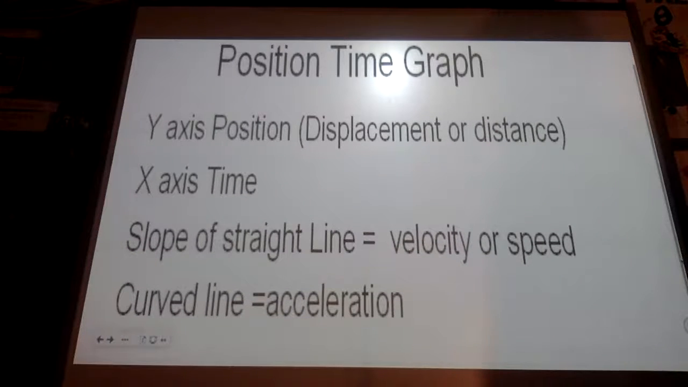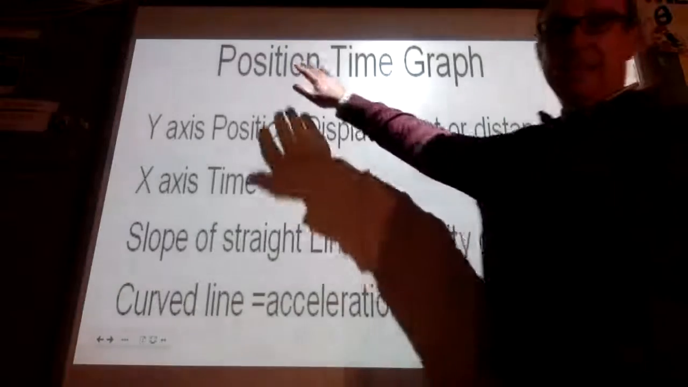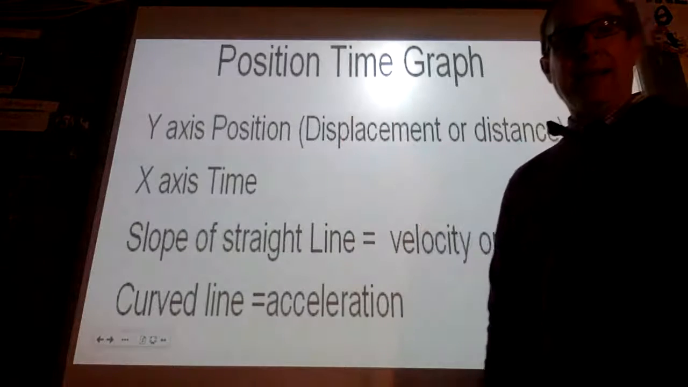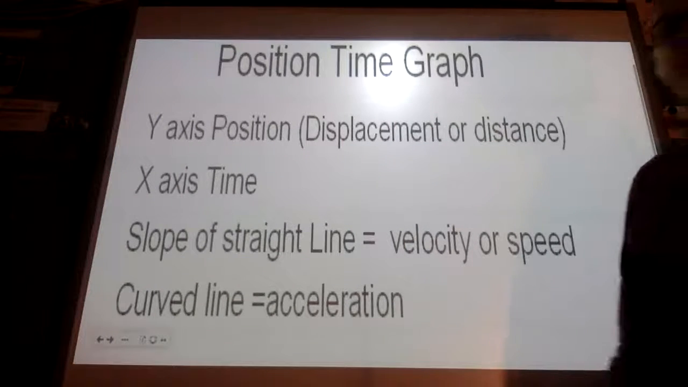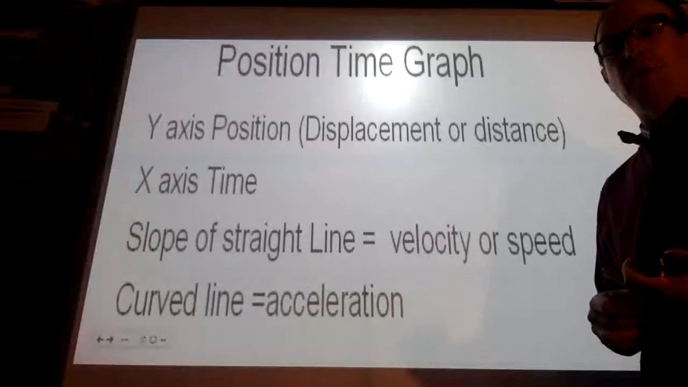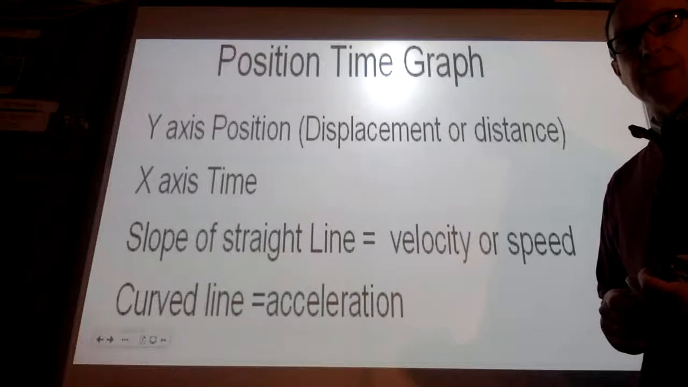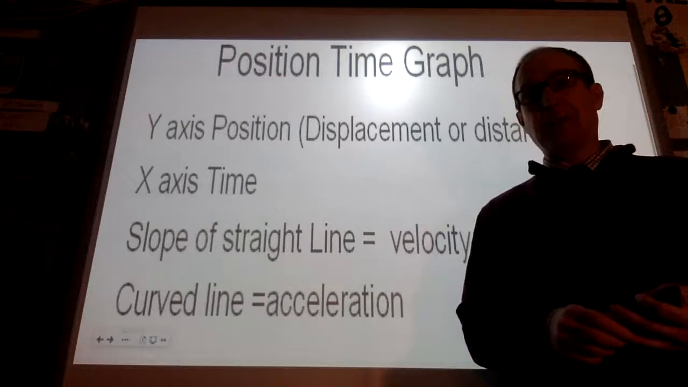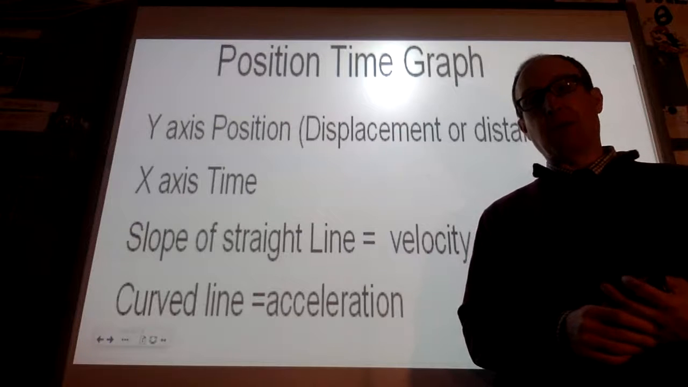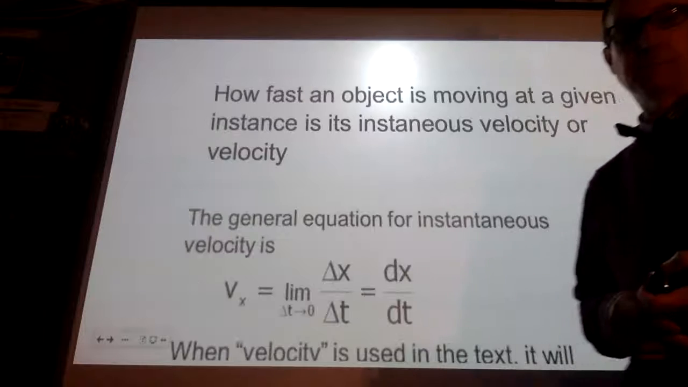Graphs are important in this, position time graphs. Always in physics, the first thing listed is our y-axis. The second thing listed is our x-axis. The slope of this line will give us our velocity. If you take a tangent line to a curve, it'll also give you the velocity. A curved line tells us we have acceleration. This is not necessarily constant acceleration. It's hard for us to tell from a curved line whether it's constant acceleration or a changing acceleration.